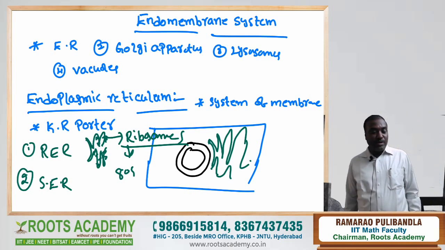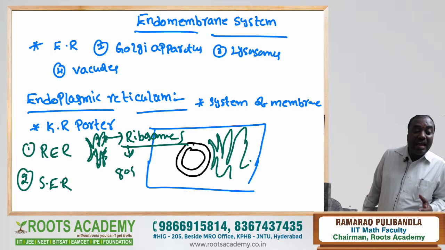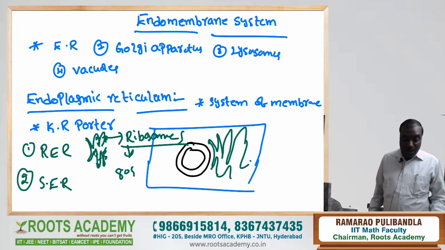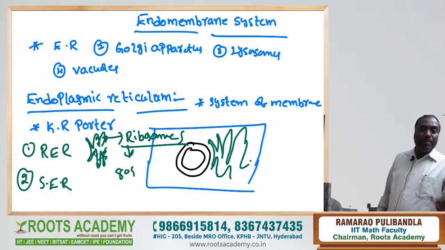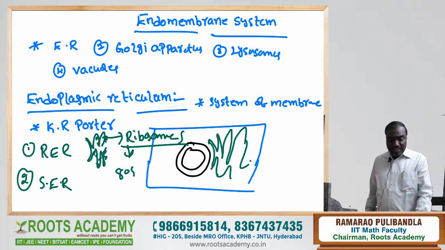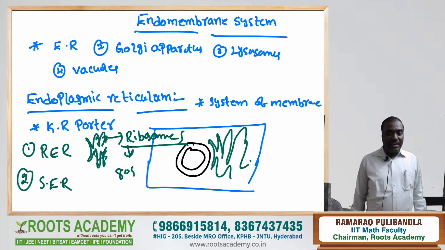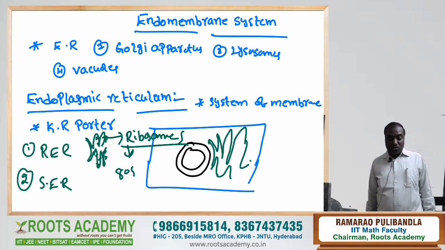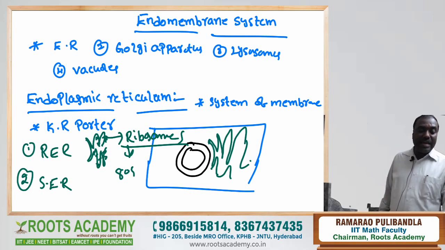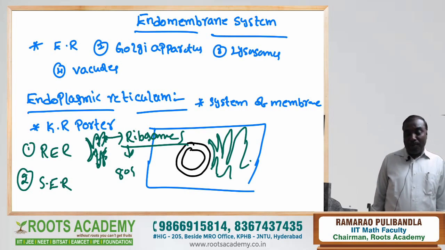The surface of smooth endoplasmic reticulum is smooth due to lack of ribosomes. Rough endoplasmic reticulum is called granular endoplasmic reticulum due to association of ribosomes. These ribosomes are associated with the rough endoplasmic reticulum by means of riboporins. So the surface of endoplasmic reticulum is rough due to presence of ribosomes. Second one, smooth endoplasmic reticulum: the surface lacks riboporins. That's why the ribosomes are absent on the surface. Hence, it is called the smooth endoplasmic reticulum, or also called agranular endoplasmic reticulum.